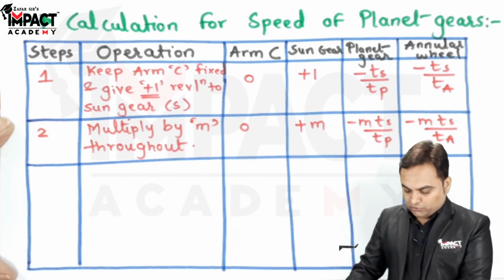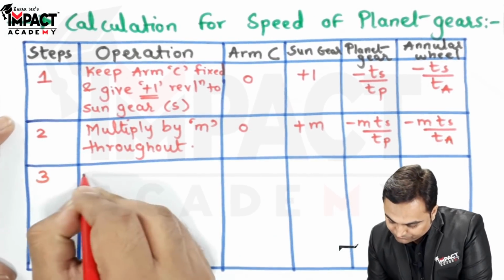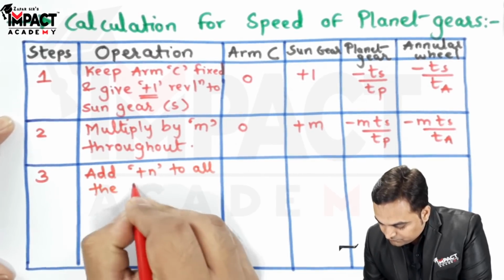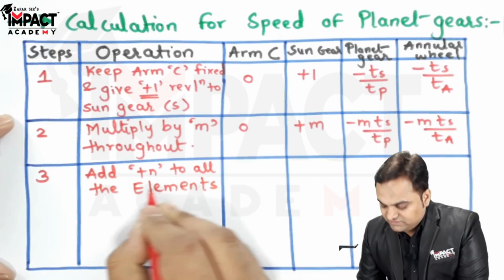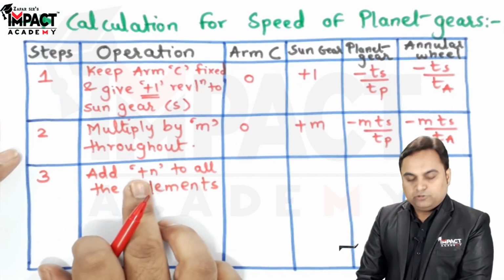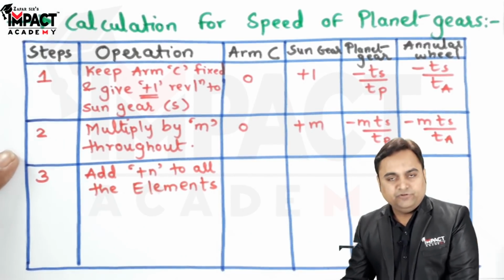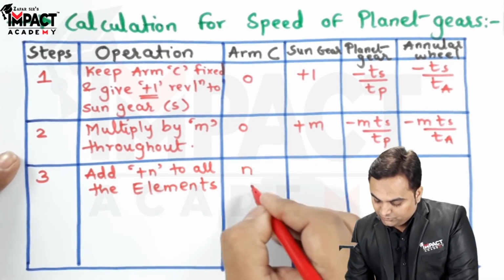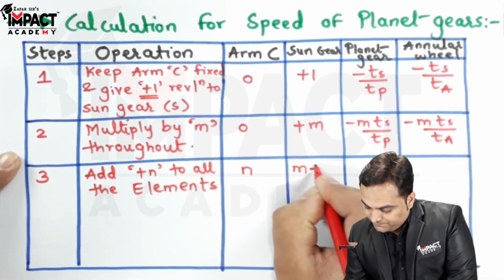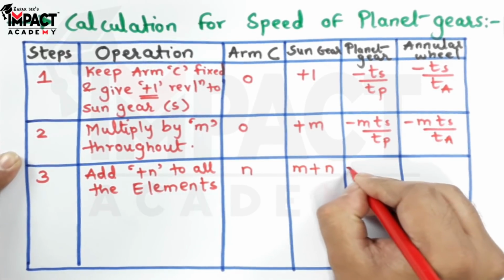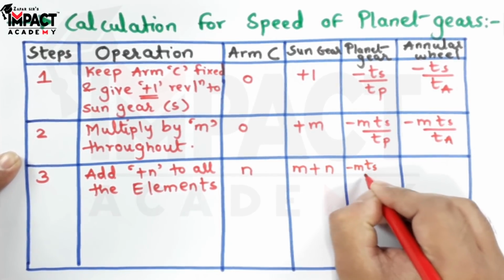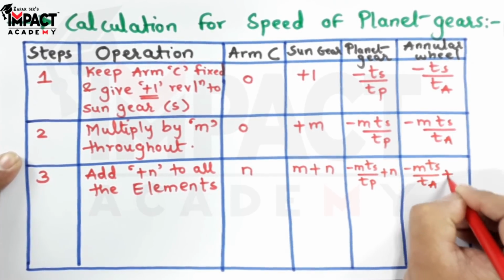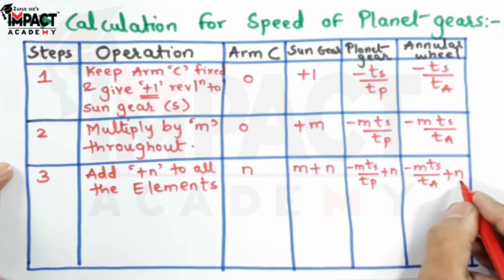Next, adding small m, the next step is add small n to all the elements. This small n also indicates the RPM, whose value we are going to find out. So here it becomes small n because n plus 0 is n. Here we have m plus n, then minus m ts by tp plus n, and minus m ts by ta plus n.